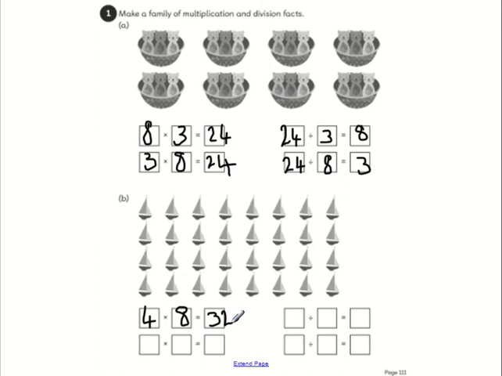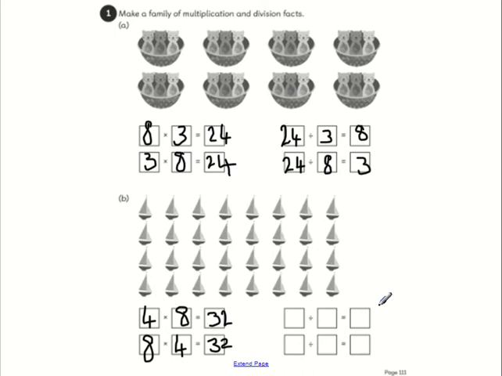Brilliant. Now what I want to do is write a different number sentence but not using any new numbers. So let's think about how I could do that. Oh, I could look at the first question to help me. I could switch round 4 times 8 to be 8 times 4 equals the same answer, 32.